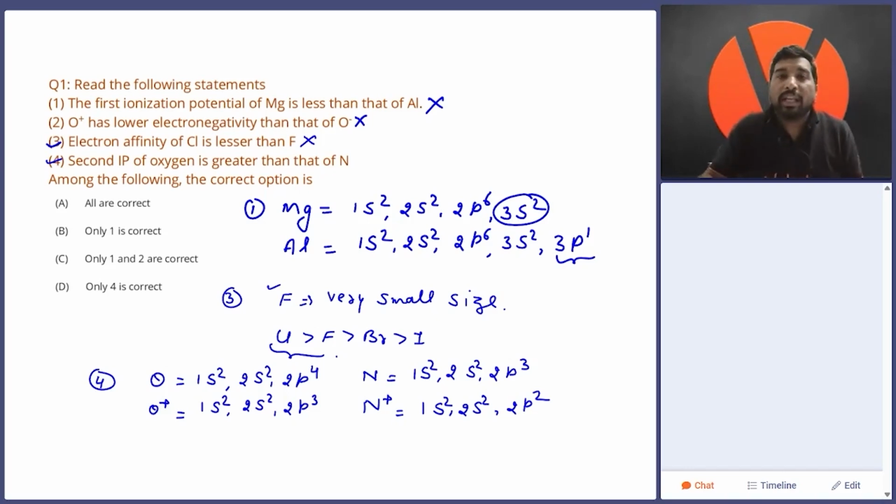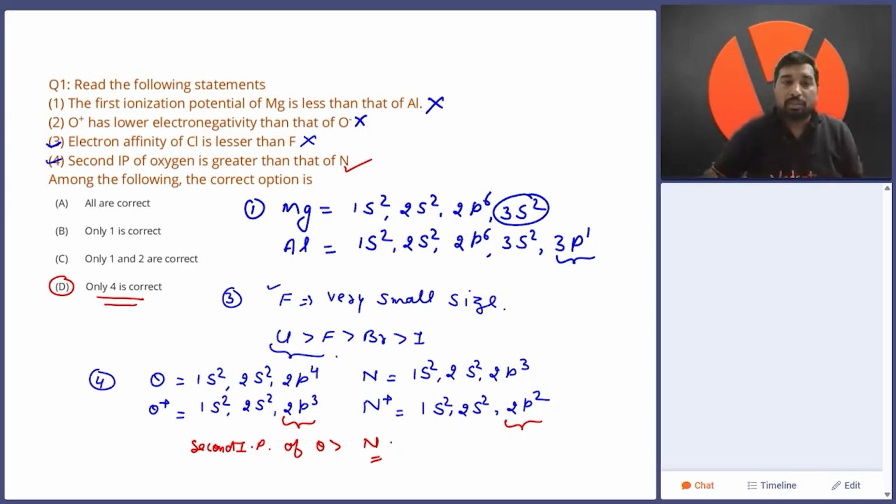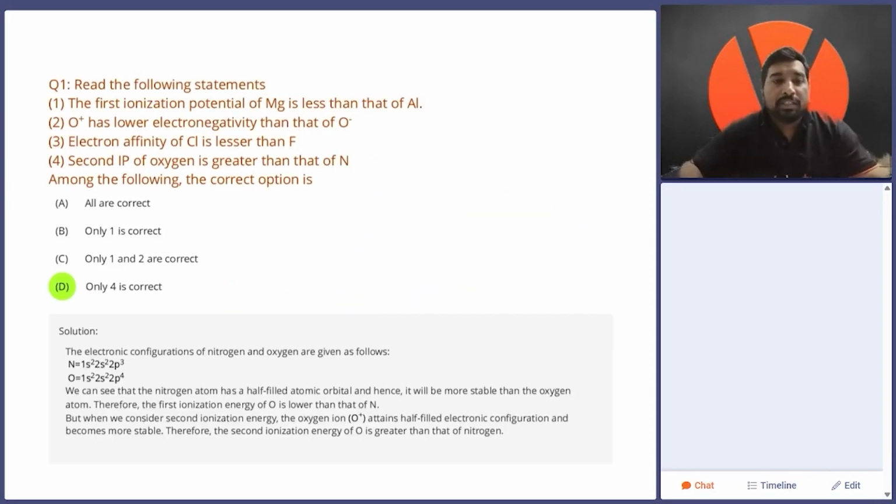After removing an electron from oxygen, it gets a half-filled electronic configuration, which is quite stable as compared to 2p2. Hence the second ionization potential of oxygen is greater than nitrogen. Yes, the fourth statement is the right statement. Hence, option D should be right. Let's check the answer. Yes, option D is the right answer here.